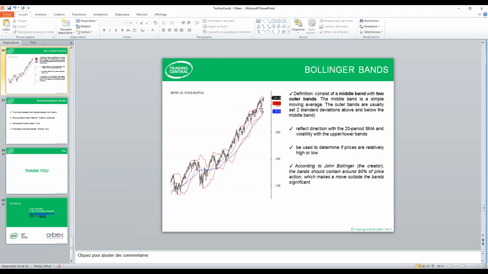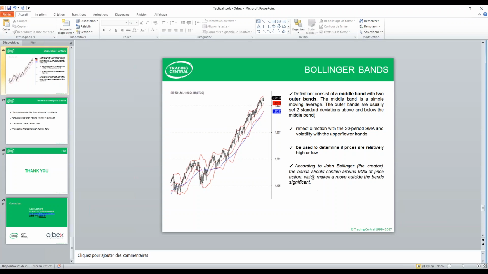So how to use it? Well, the basic rule first is that according to the creator, John Bollinger, the bands should contain around 90% of price action. So that's very important. Most of the time, prices are between the upper and the lower Bollinger Bands.